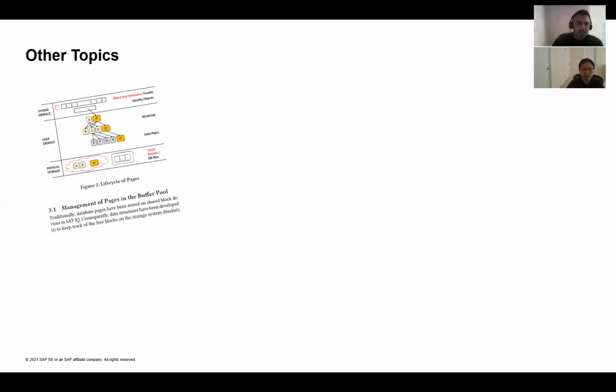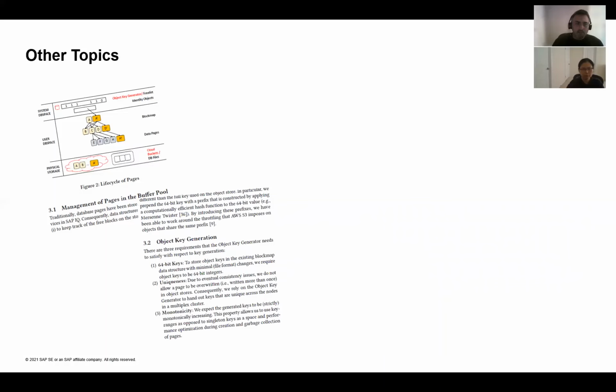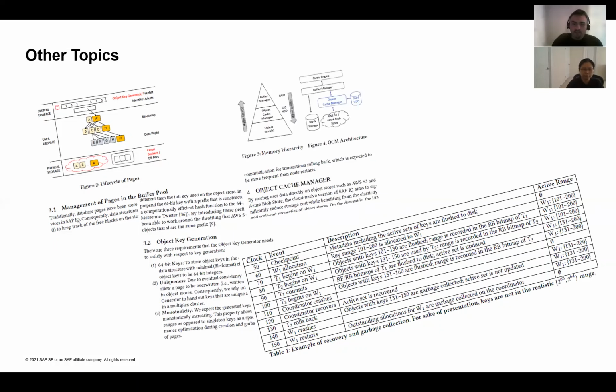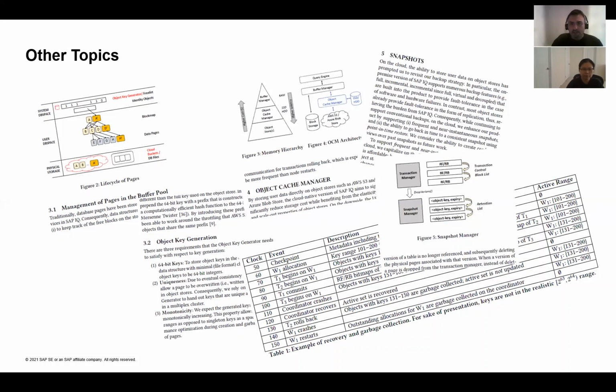In the paper, we talk about other topics such as the management of pages in the buffer pool, the object key generation, the recovery and garbage collection, object cache manager, and snapshots. And we're not going to discuss them here in this presentation. They're all discussed in detail in the paper.